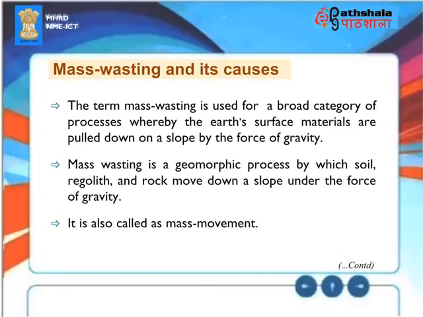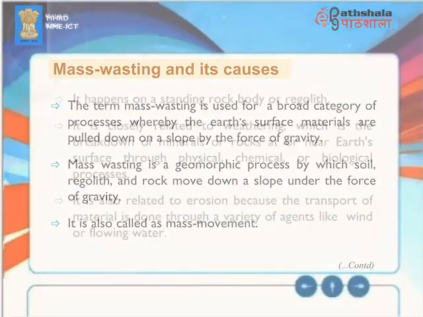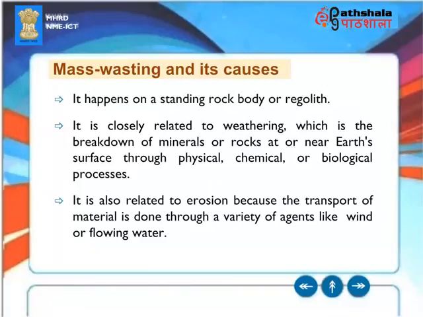Mass wasting and its causes. The term mass wasting is used for a broad category of processes whereby the Earth's surface materials are pulled down on a slope by the force of gravity. Mass wasting is a geomorphic process by which soil, regolith, and rock move down a slope under the force of gravity. It is also called mass movement. It happens on a standing rock body or regolith.